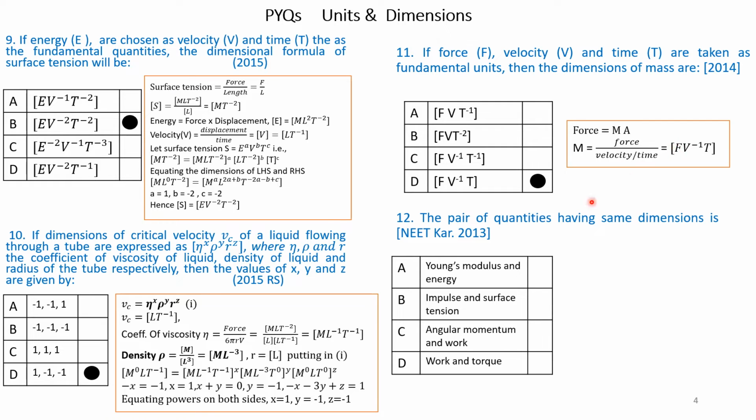Next question is, the pair of quantities having same dimensions is, so four options are given. What are the pairs? Pairs are given as option A, Young's modulus and energy.